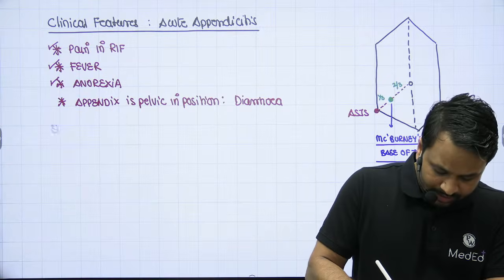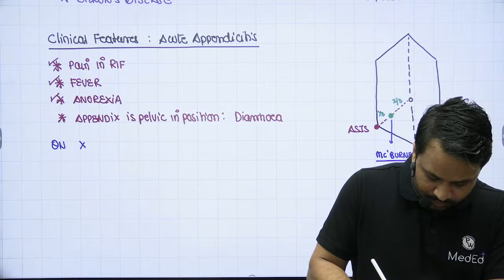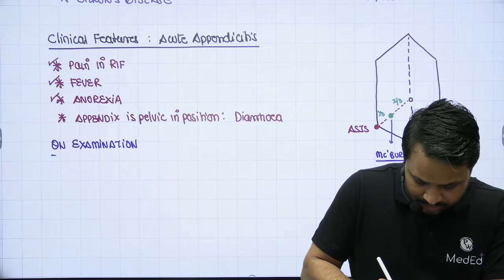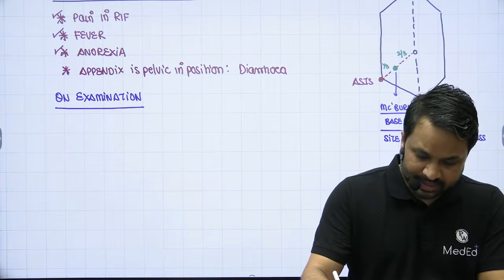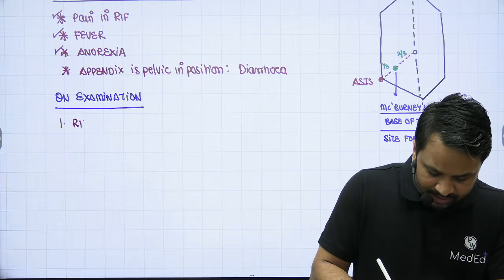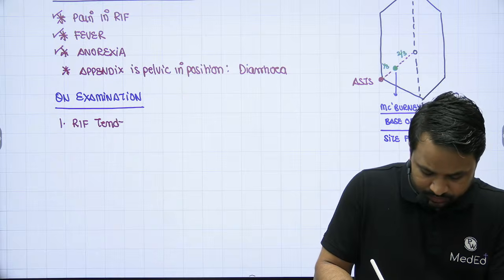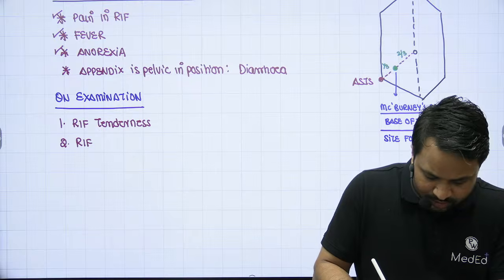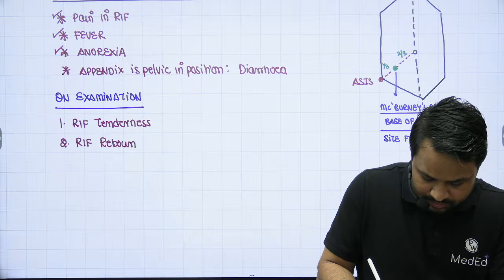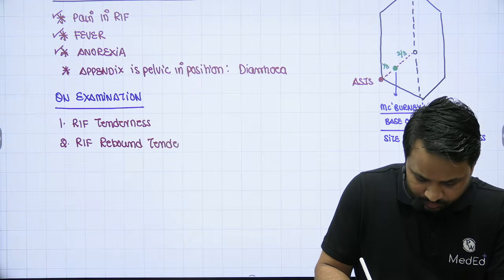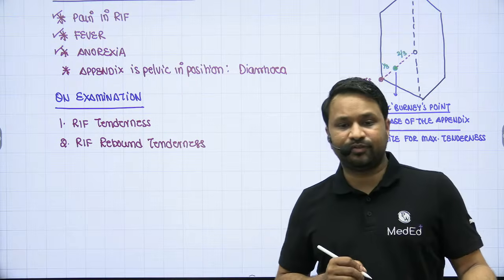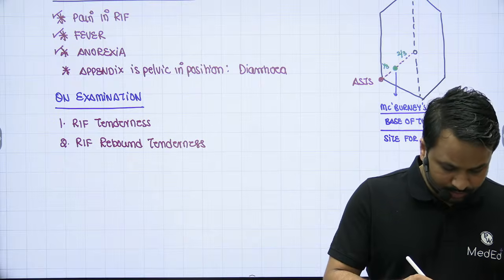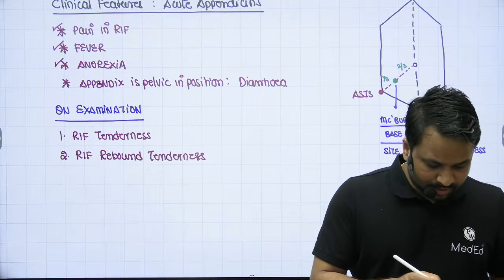So on examination, what are the findings that you're going to see? On examination, the first finding, there will be right iliac fossa tenderness. Along with that, there will be right iliac fossa rebound tenderness. So right iliac fossa tenderness is noticed, then rebound tenderness will be noticed.